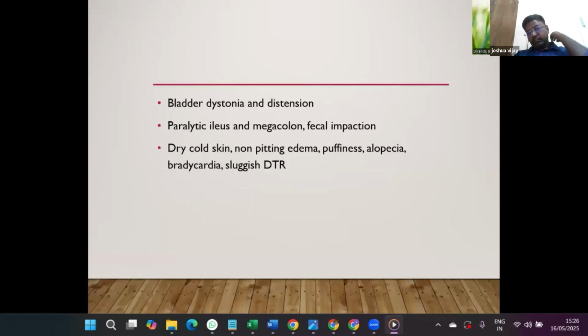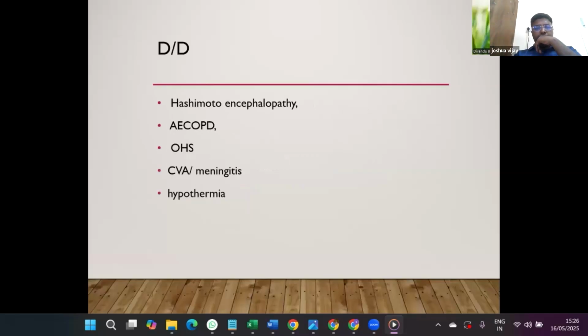The skin, as we know, is dry and cold. Non-pitting edema can be there. Puffiness, alopecia, and bradycardia. What is the closed DD? We have discussed Hashimoto's encephalopathy, ACOPD.